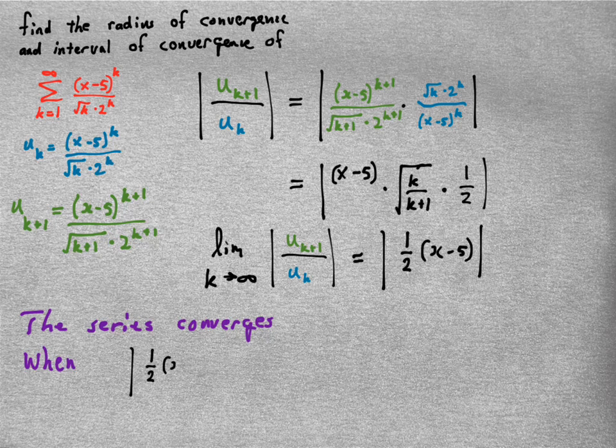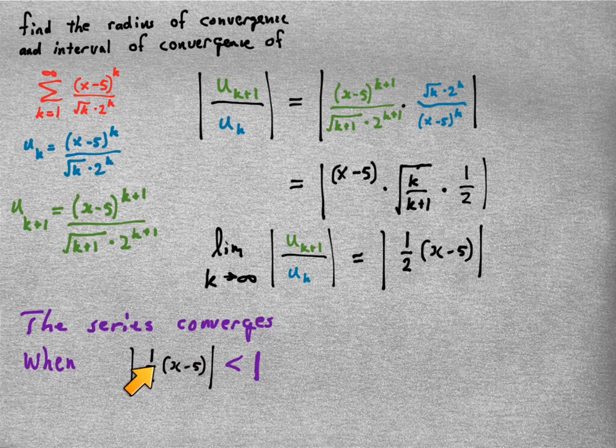series converges. Sorry, I was distracted by my own writing. This is essentially the limit as k goes to infinity. What we want to have happen to that limit is we want it to be less than 1. If it's less than 1, then the ratio shows a convergent geometric series. If this limit is larger than 1, then we're going to have a divergent series.